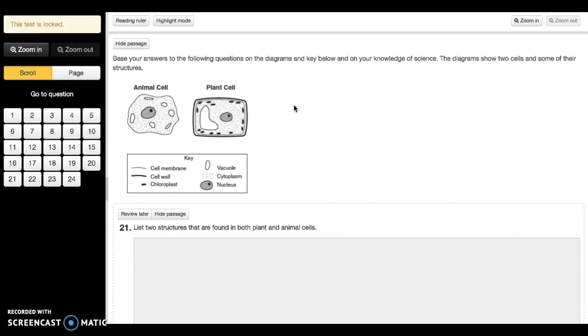Okay, number 21. The diagrams show 2 cells and some of their structures. List 2 structures that are found in both plant and animal cells. So go ahead and answer that. Any of the answers except for chloroplast and cell wall would have been good, because these 2 are the only things that are just present in the plant cell. If you just compared them and looked at the key, this is a way to answer that. Even if you couldn't remember the cell wall and chloroplast, just looking at these pictures and the key, you can identify which 2 are only in the plant cell.